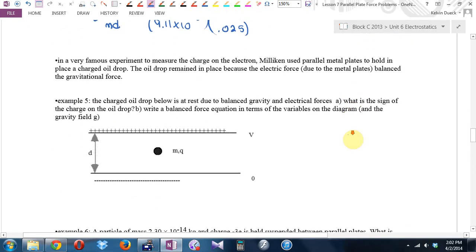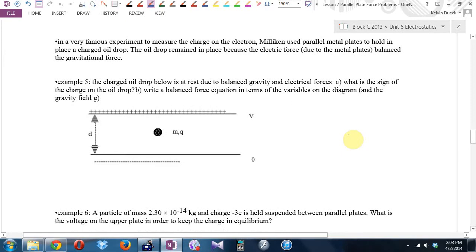In a very ingenious and famous experiment to measure the charge on an electron, to find that 1.6 times 10 to the negative 19, because that's a really small number, Millikan used metal parallel plates to hold in place a charged oil droplet. The charged oil droplet had mass, which he had carefully, accurately measured. He had it hover in place. That meant he knew Fg, gravity, equals Fe, electric force. Aha, now I have an equation, and maybe I can solve for Q. It's very clever. The oil drop remained in place because the electric force balanced the gravitational force.